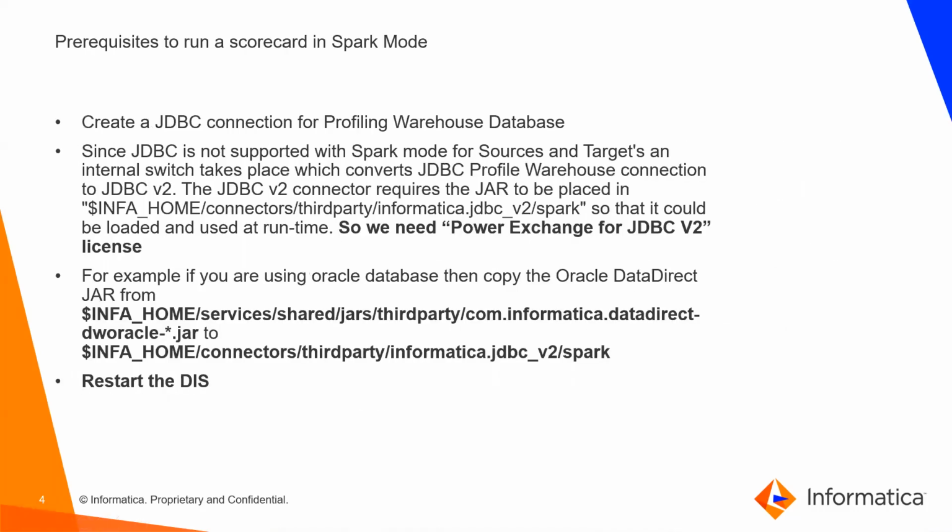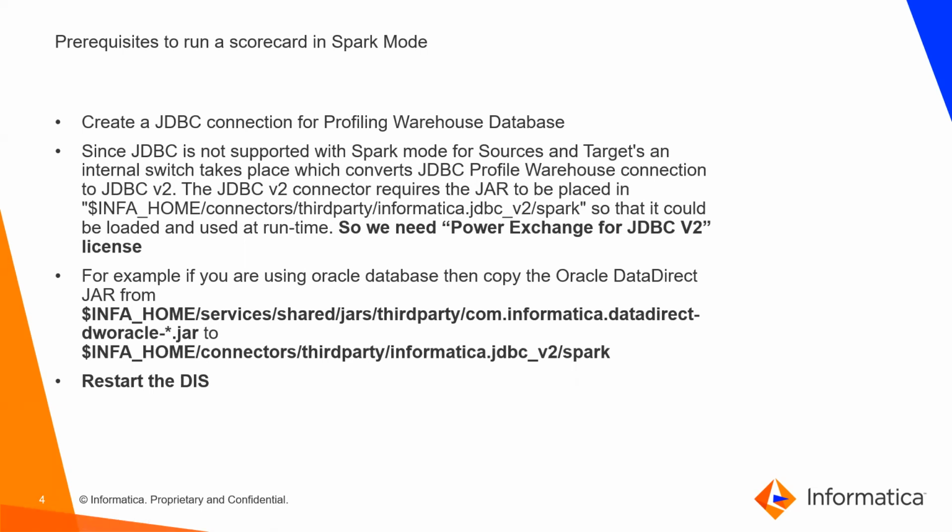Prerequisites to run a scorecard in Spark mode. Create a JDBC connection for the profiling warehouse database. Since JDBC is not supported in Spark mode for sources and targets, an internal switch takes place which converts the JDBC profile warehouse connection to JDBC v2. The JDBC v2 connector requires the jar to be placed in InfoHome connectors third-party Informatica JDBC v2 Spark so that it can be loaded and used at runtime.